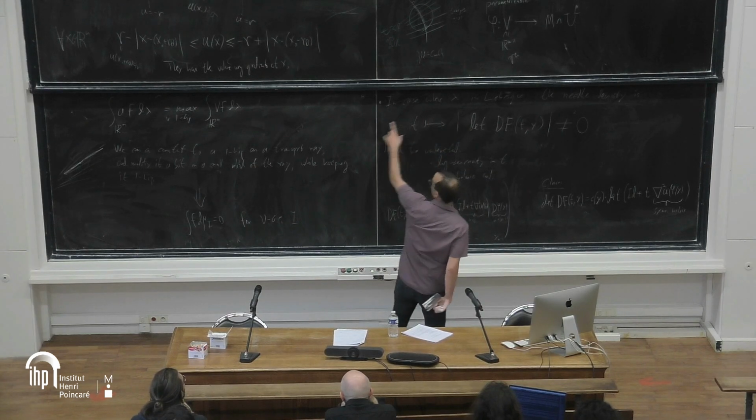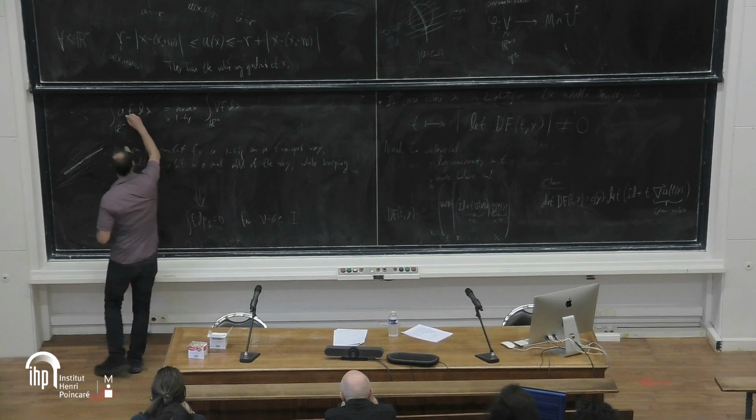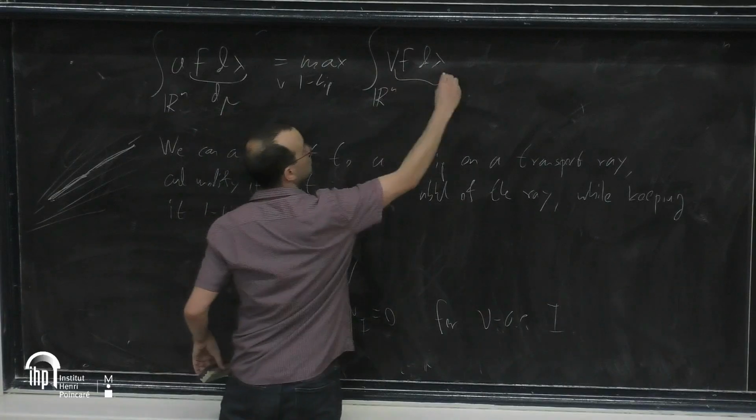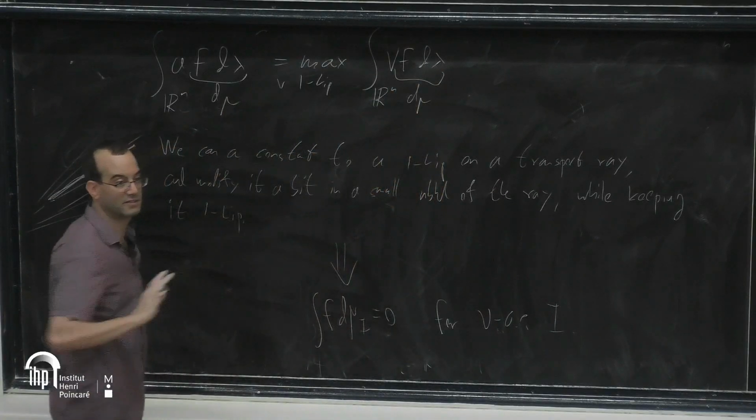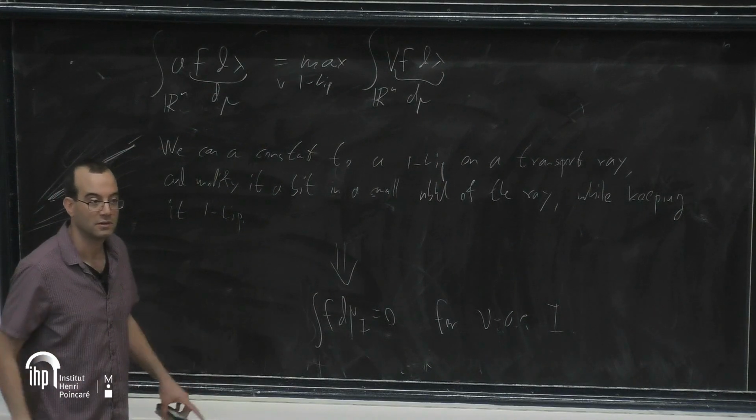Yeah, d mu is f. Okay, very good. So this is d mu. So I wrote it twice. So f d lambda is d mu. So I wrote it in two possible ways.